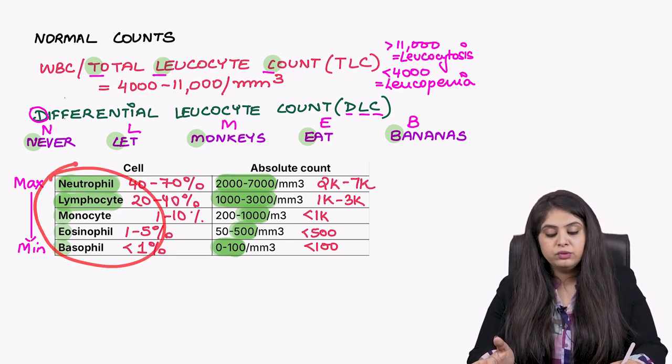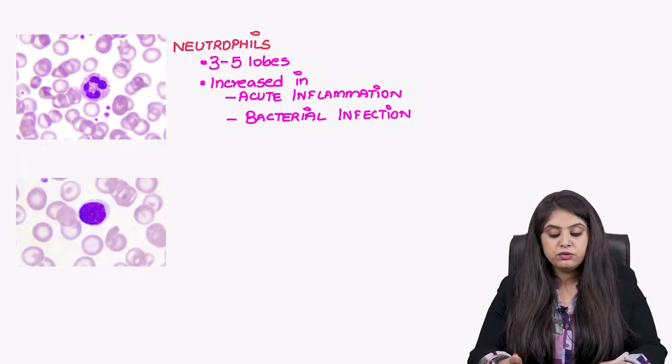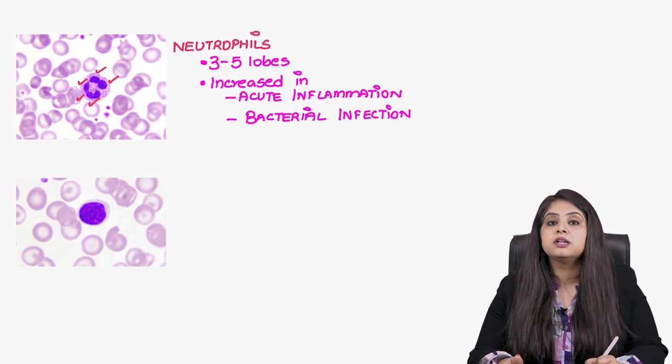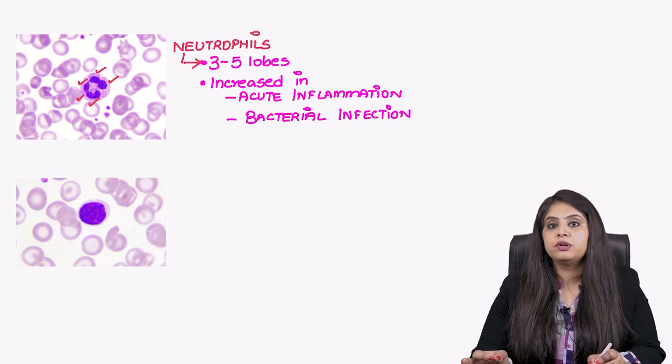Now it's not enough to know their names and numbers. It is also important to differentiate them. How does a neutrophil look like? So if you look carefully, the nucleus is the characteristic one over here. The nucleus has lobes. Normally the nucleus has 3 to 5 lobes, which are important for us to know.